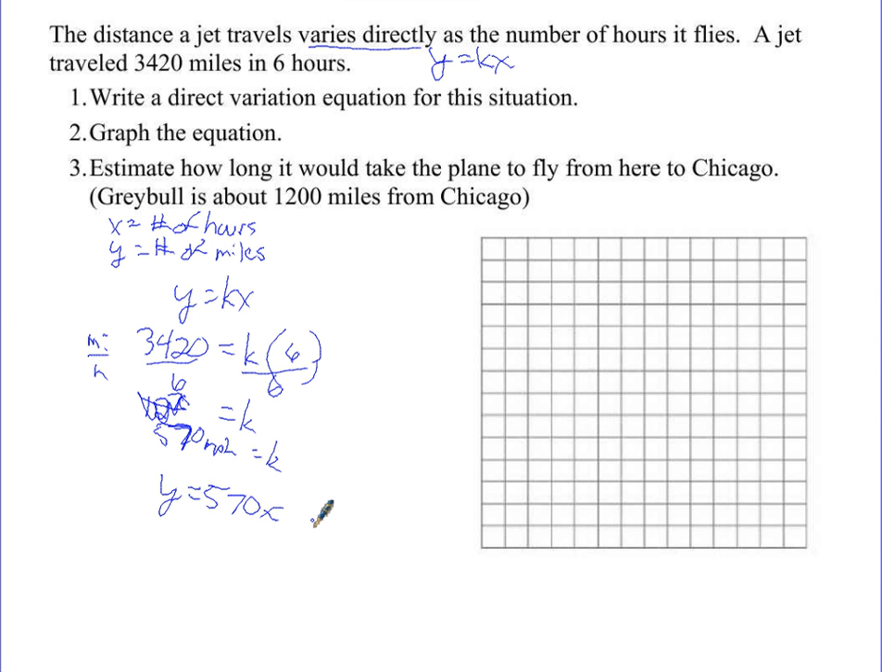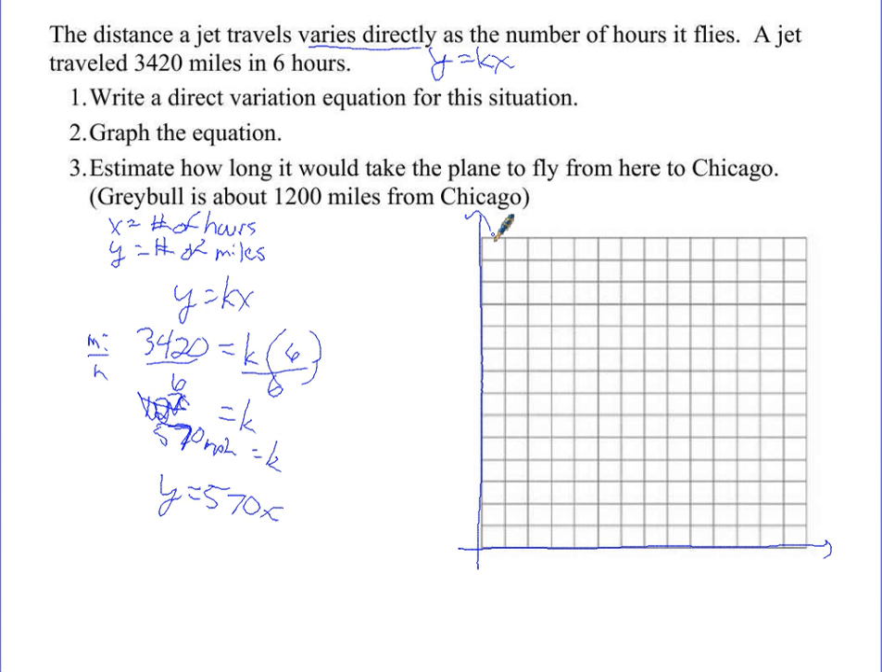Okay, now it says graph the equation. How am I going to graph this? How do I make a graph when I'm given a grid like this? I don't remember. It's been a long time. So we've got to put our axes on here. Where should I put my axes? Dead center? Why not? Because there's no negative time, and there's no negative miles. So I can actually put my axes here.